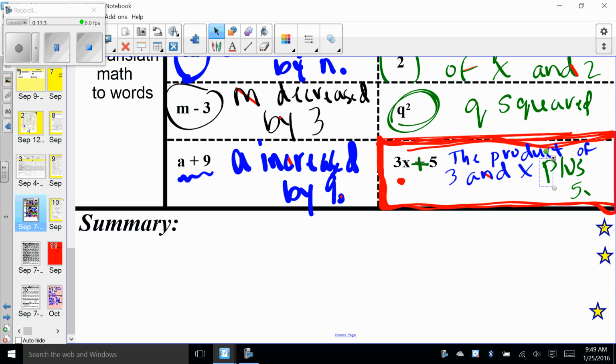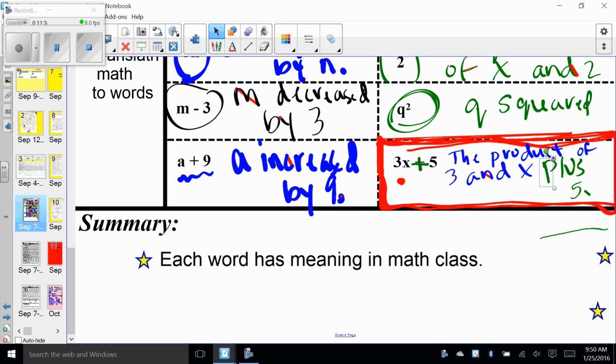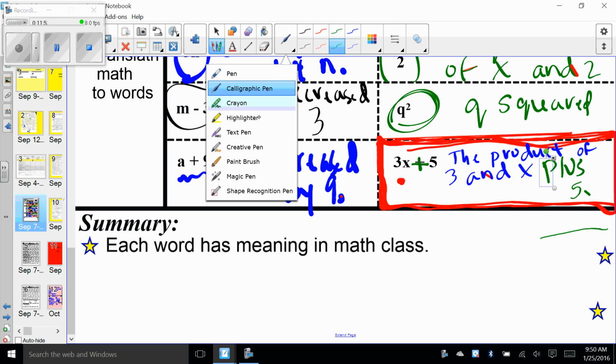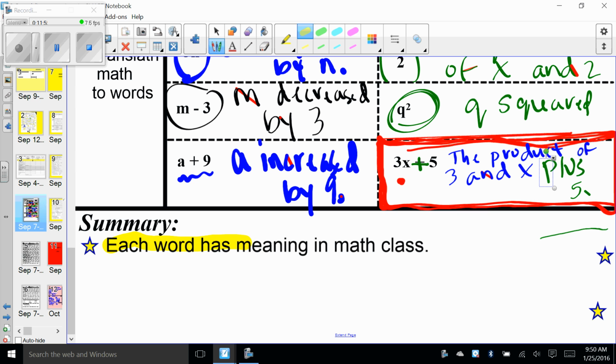So our summary for today, we have 3 giant summaries. First piece of the summary is each word has a meaning in math class. You don't just get to skip over words. Anytime you see a math sentence, you have to cross off each and every word and make sure you've represented it with a number or a symbol. Each word has a meaning in math class. Everybody should be writing a summary right now. Each word has a meaning in math class.